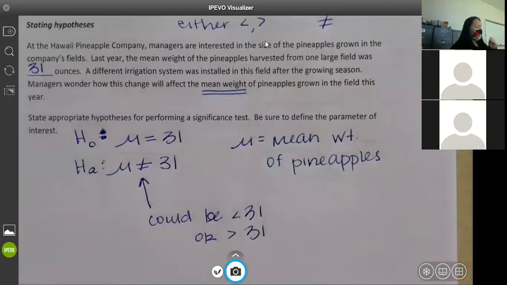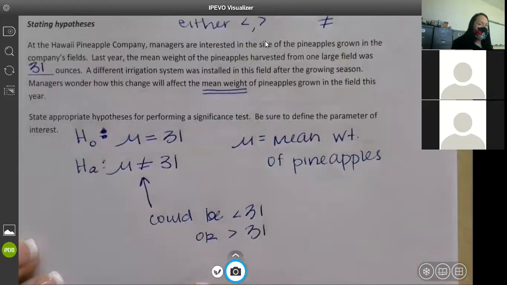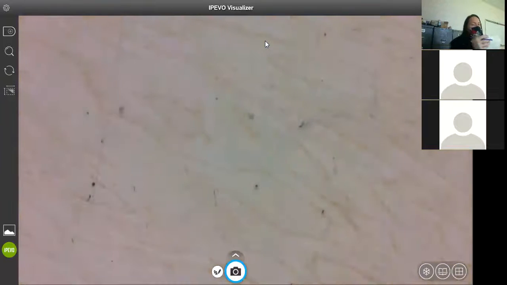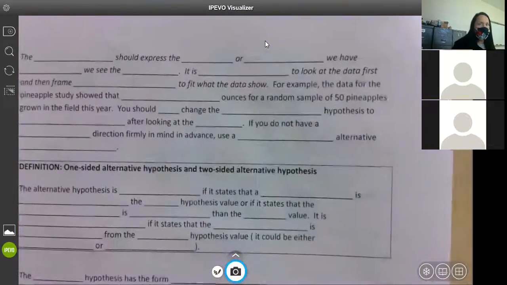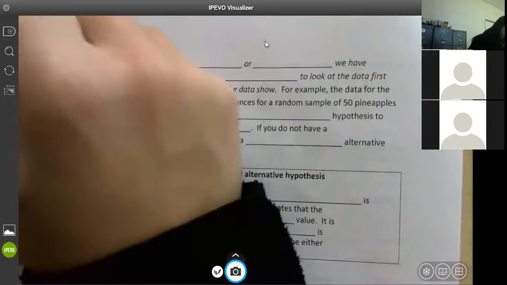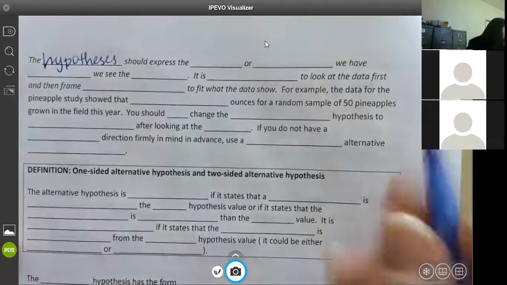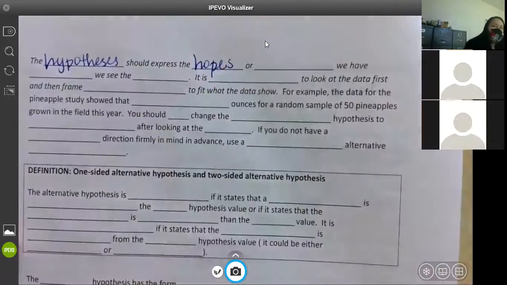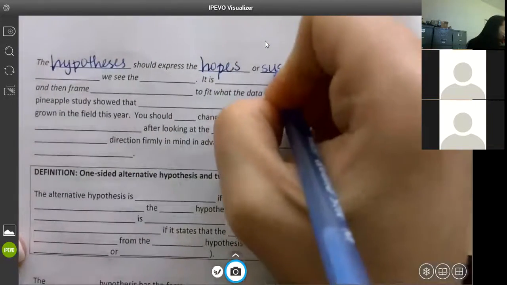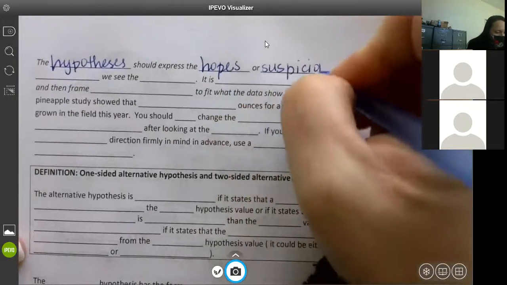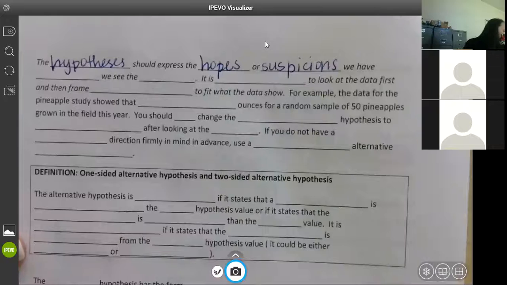You're going to do this again in a page and a half. Okay. So we're going to see more examples of this. So if you're not understanding where they came from, we're going to do more. After the check your understanding, if you don't understand, then you need to talk to me and we need to figure it out. Okay. So the hypothesis should express the hopes or suspicions that we have before we see the data.